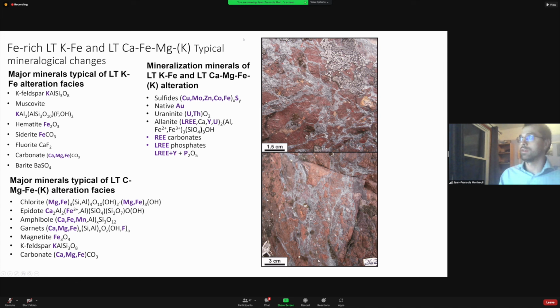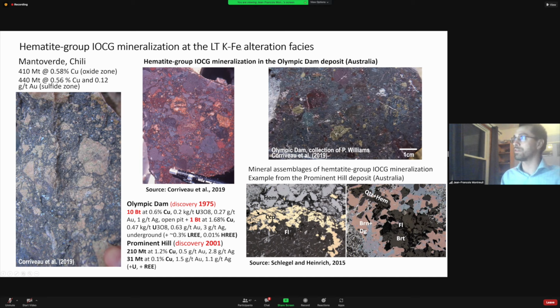So the first example, and probably one of the most significant ones that happens at the low temperature potassic iron alteration facies, is the formation of hematite group IOCG mineralization, which has formed some of the largest mineral deposits in the world: the Olympic Dam deposit, a very significant deposit in Australia. Two examples here, and the number of the resource. And then the Prominent Hill deposit, which is also a significant deposit in the Olympic district in Australia.